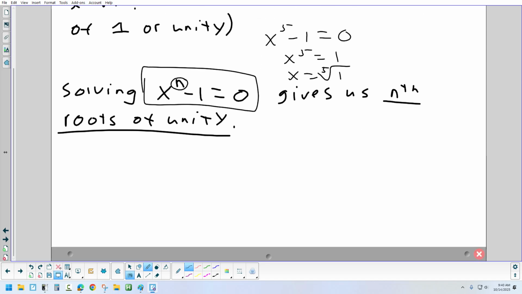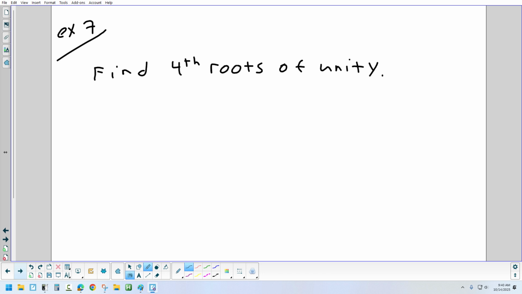Okay, so let's see if we can set up the equation for this one. Find the 4th roots of unity. What would be the equation that I would set up? Yeah, x to the 4th minus 1 equals 0. And if you're unsure of yourself, try to solve that with just regular algebra steps. You'd get x to the 4th equals 1. And now you'd have to take the 4th root of both sides. But we can't do it that way because we won't get all the answers. You could get 2 of them that way.